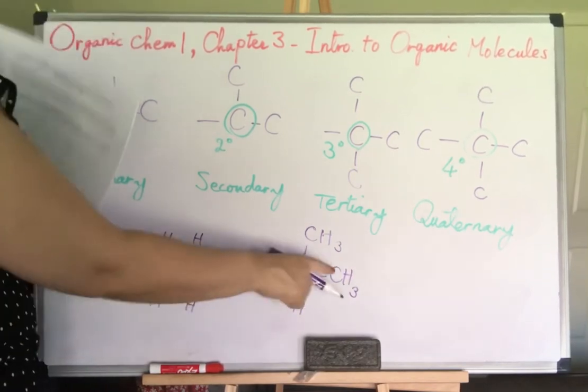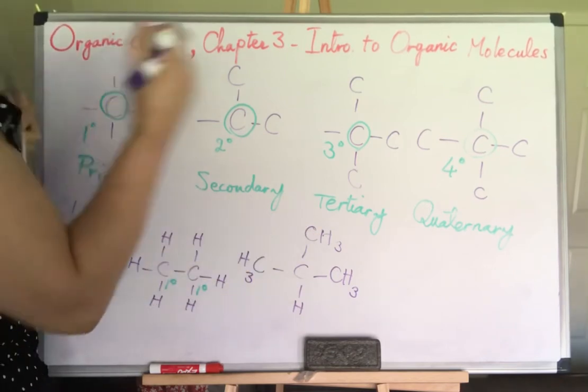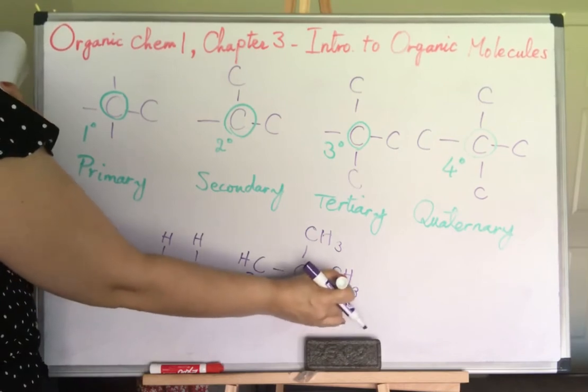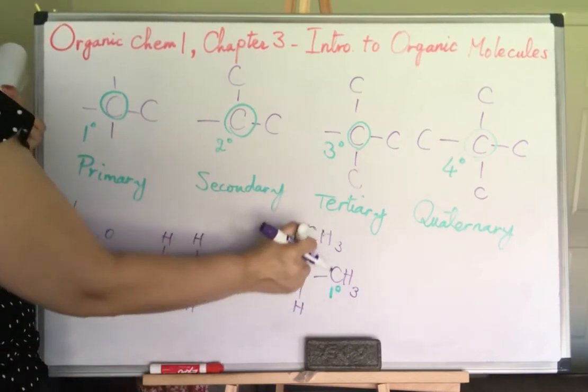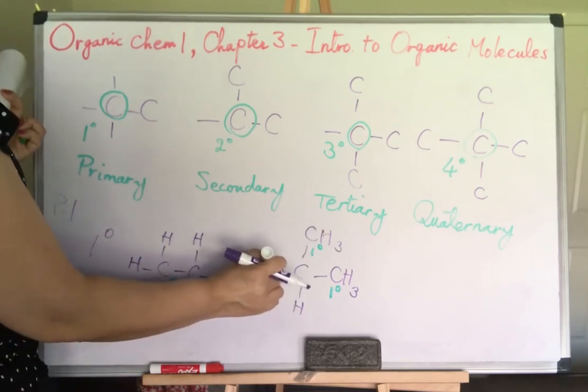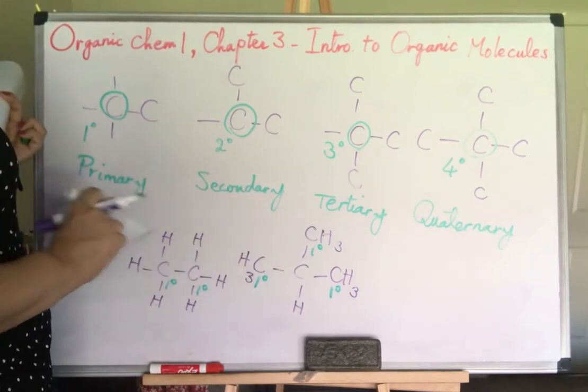Can I say each of these carbons is connected directly to only one more carbon? This carbon to one more carbon, so this is primary. This carbon to one more carbon, so this is primary also. And this carbon to one more carbon, so it is primary.